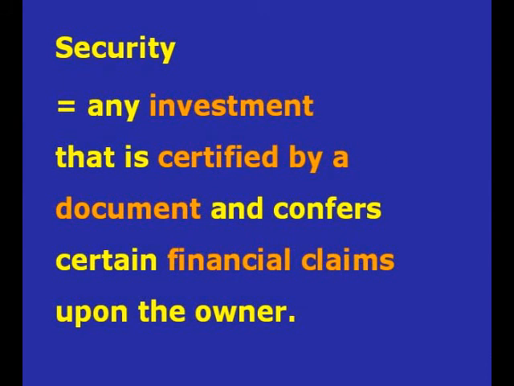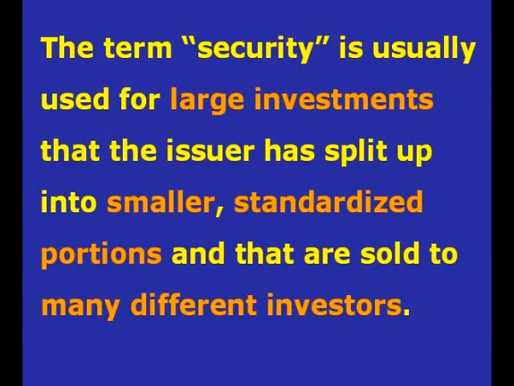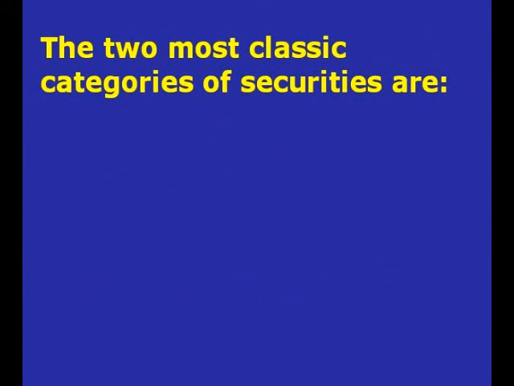Now, theoretically, that means that any investment where there is paper proof could be considered a security, but usually the term security is reserved for fairly large investments where the issuer has split up this investment into many smaller standardized portions that are then sold to different investors, usually but not always via a stock exchange. There's many different categories of securities, but the two that we'll look at in this chapter are actually the two most classic categories of securities, and they are first and foremost stocks or shares, and then bonds.